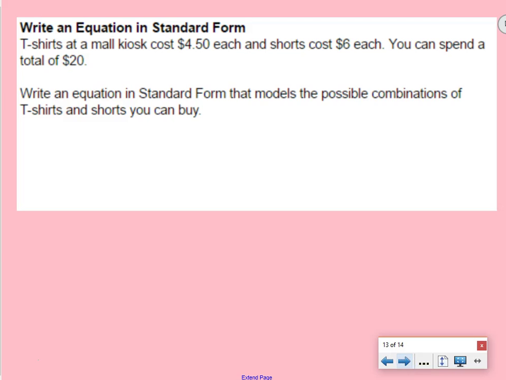Last example, write an equation in standard form for the given situation. So, t-shirts at a mall kiosk, so one of those stands outside the store that sell things, cost $4.50 each. That's an important number. We want to box it. And shorts cost $6 each. Let's box that. You can spend a total of $20.